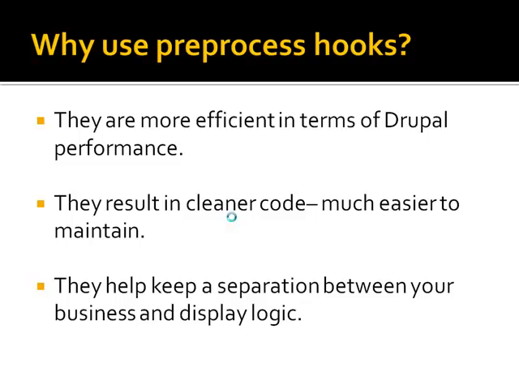So why use preprocess hooks? They are far more efficient in terms of Drupal performance. For those of you who use Drupal, you know it's a pig. It uses up a lot of processing. This actually makes it faster. Prior to Drupal 7, you'd make all these same sort of edits at the TPL file level, which gets iterated over quite a bit. It was just a lot slower. This speeds stuff up because you're working with the data before it's rendered.